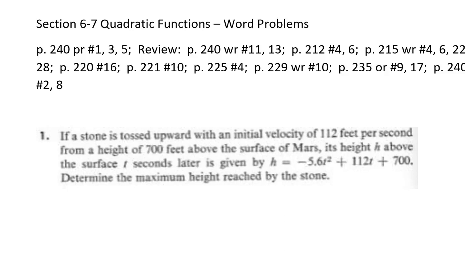Here are the answers for the section 6-7 word problems assignment. On page 240, we have question 1. The stone is tossed upward with this initial velocity from a height of 700 feet above the surface of planet Mars. The height h above the surface, t seconds later, is given by this math formula. Determine the maximum height reached by the stone.